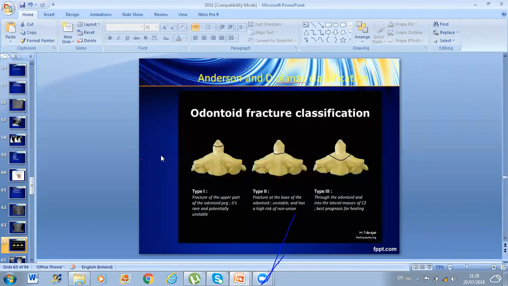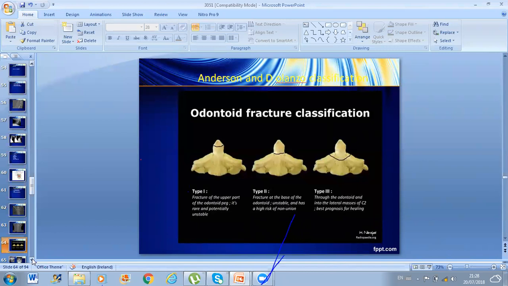So these are the classification of odontoid fracture. Type 1 is a fracture of the upper part of the odontoid peg, and it is potentially unstable. It can happen that it becomes unstable, but mostly they are stable. Type 2 are the ones which are unstable and have high risk of non-union. And type 3 are through the odontoid into the lateral mass of C2, with the best prognosis for healing.